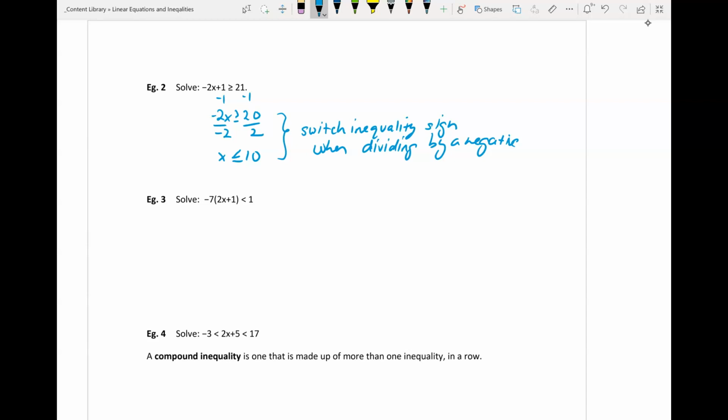If you want a little proof of this, I can show it to you. Let's just say that we have this inequality. Negative 3 is smaller than negative 1. That's certainly true. What if I want to divide by negative 1 on both sides? Then I'm going to get 3 is smaller than 1. Is that true? No. It's not true. That's why when you divide by a negative number, you have to switch the inequality sign so it's facing the other direction.